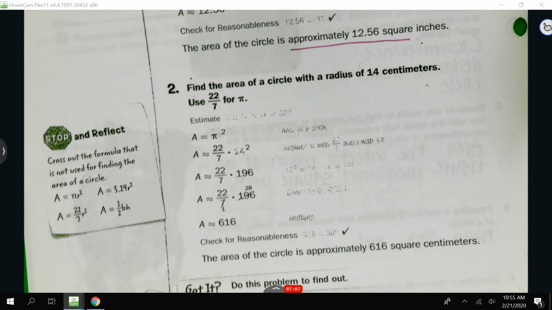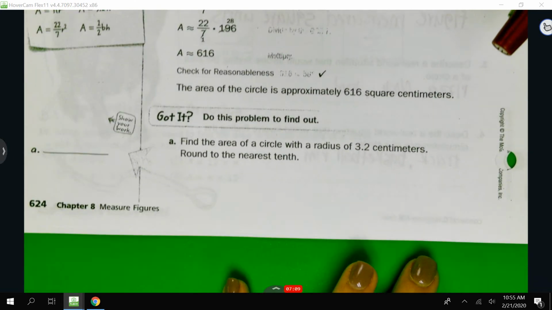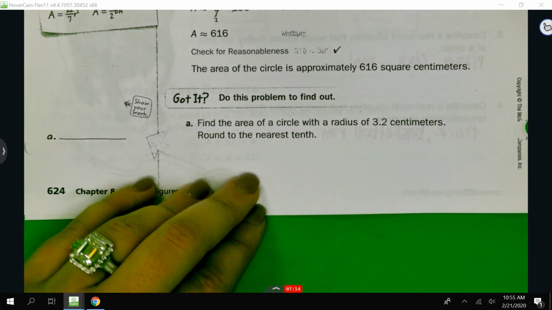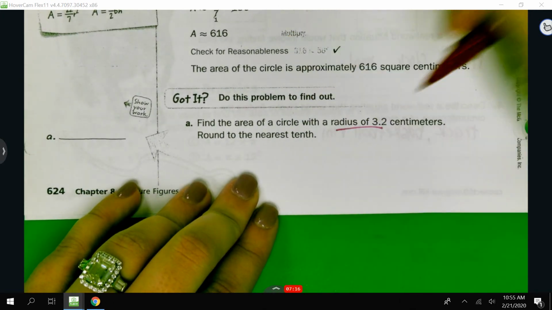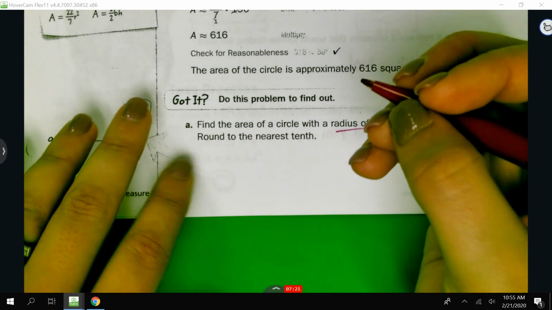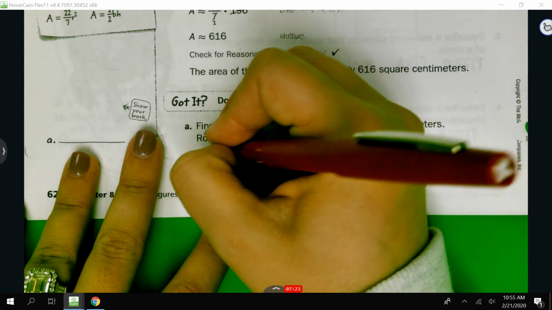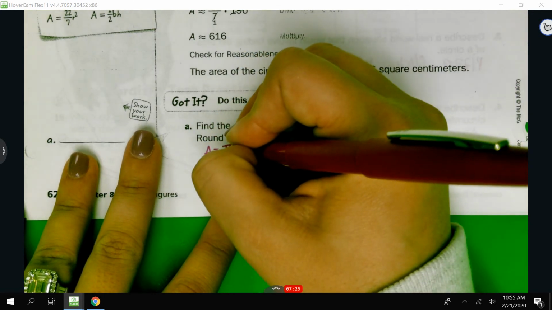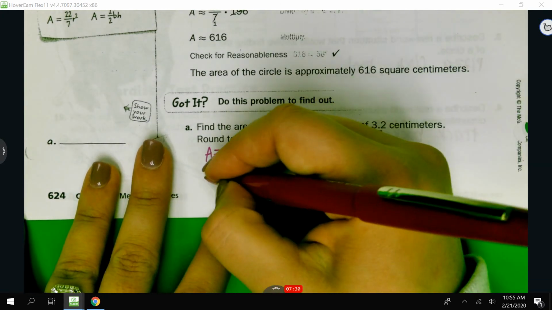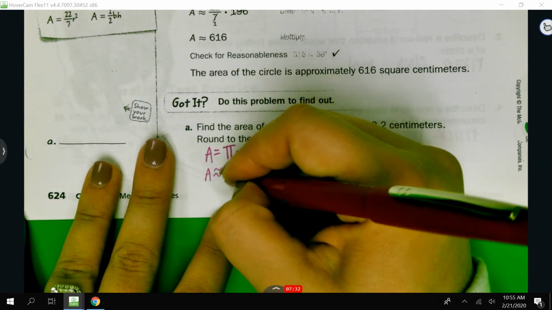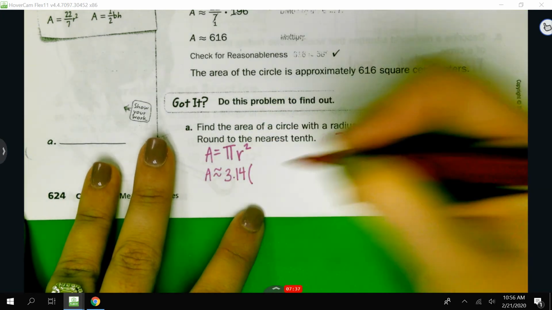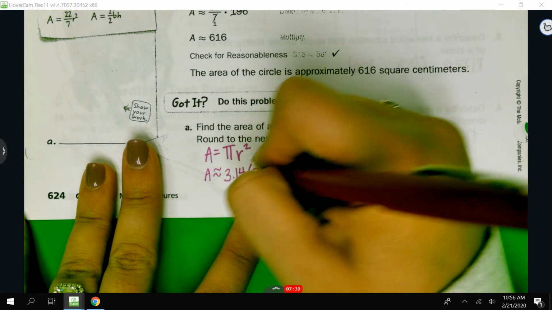So you can look at example number 2 if you need to, but we're going to go on down to A and do one for ourselves. So find the area of a circle with the radius of 3.2. Round to the nearest tenth. So what is the formula I need to use here? A equals pi r squared. I want to use 3.14 for pi. So 3.14 times r squared. R is 3.2.